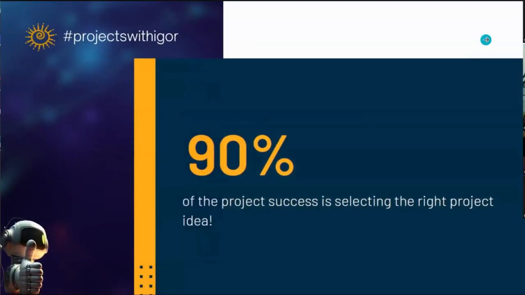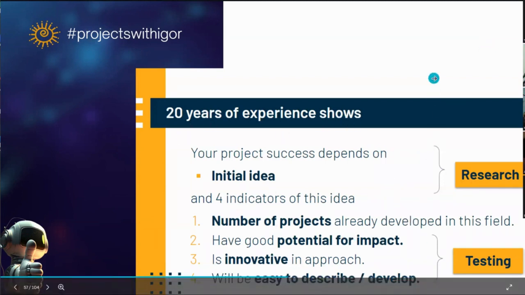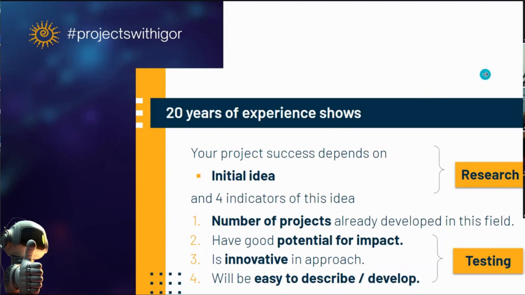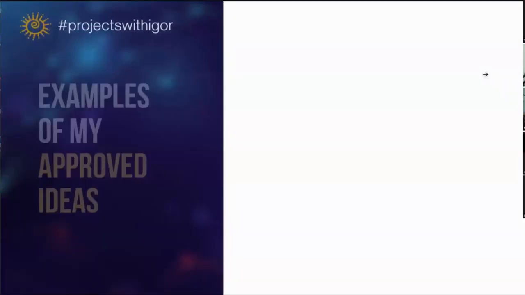It is also proven that 90% of the project success is selecting the right project idea. What does that mean? If you at the beginning get a bad idea, you cannot make it good later. You will need to change it. Later, when you figure out that you cannot do anything, you will need to start from the beginning. So that's why it's very important that you have those 4 indicators already developed before you start to do something in your project idea. So 90% is your project idea.